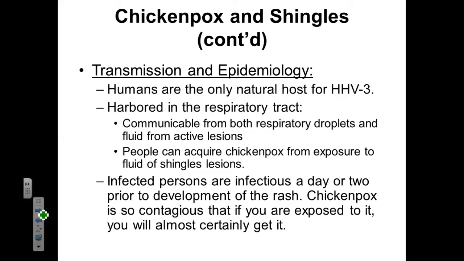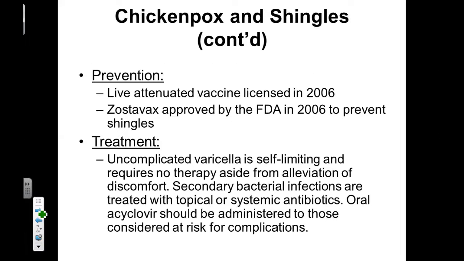The chickenpox virus, or human herpes virus 3, is so contagious that if you're exposed to it, there's a near certain chance that you'll develop the disease. So to prevent getting chickenpox and shingles, we have the live attenuated vaccine, which was licensed in 2006. This prevents both chickenpox and shingles. If somebody had chickenpox when they were younger and they don't want to develop shingles later on in life, they can take the Zostavax vaccine, which was also approved in 2006 to prevent the development of shingles.